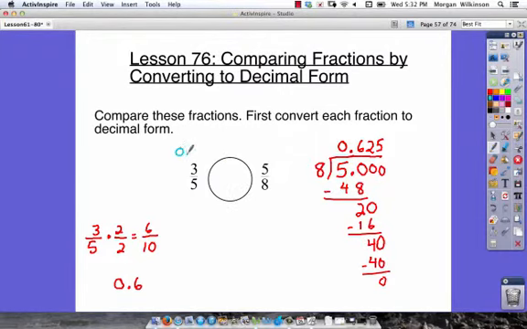So we can now figure out what our comparison is going to be. We've got 0.6 on the left, we've got 0.625 on the right, so 0.625 must be bigger because 0.6 would have a 0 and a 0 after it if we had the same number of place values. So our inequality is opening to the right. We can say 3/5 is less than 5/8, and we'd have our answer. Let's look at our next problem.